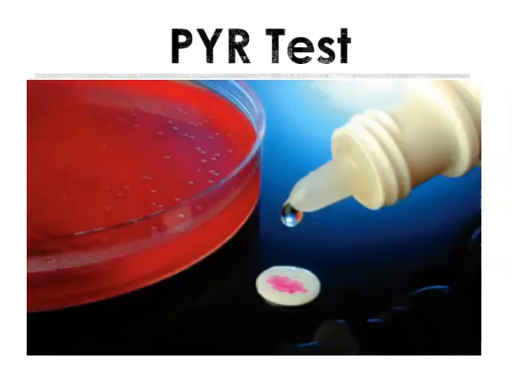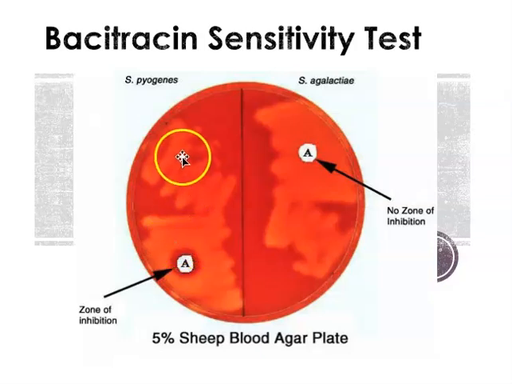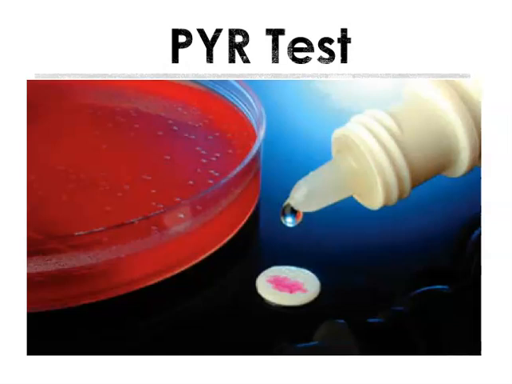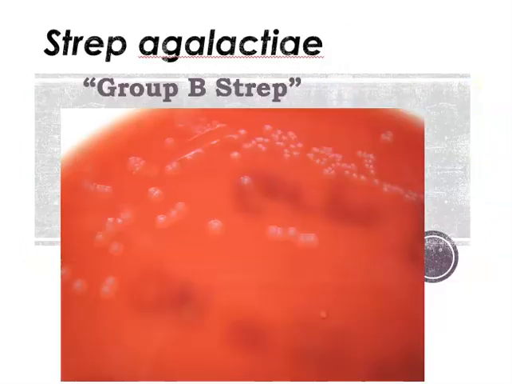Here's a picture of the PYR. Also, because we're subculturing the organism and placing that disc there, we have to wait for growth, so the bacitracin test has to be incubated overnight. We come back and look at the plate the next day, and look for those results. Whereas the PYR, we can perform within a couple of minutes. So we just spread a smear of the organism on the disc. You have to wait a minute and then drop your reagent. And what you're looking for is that pink color to indicate a positive reaction.